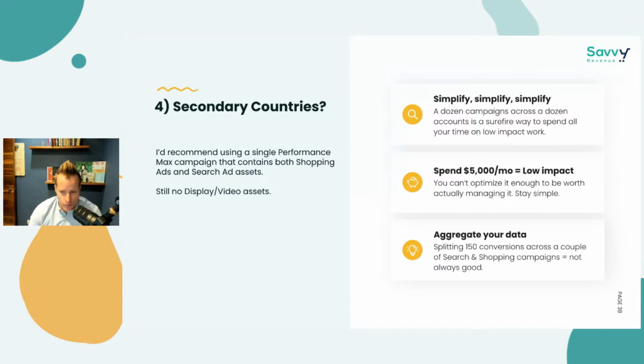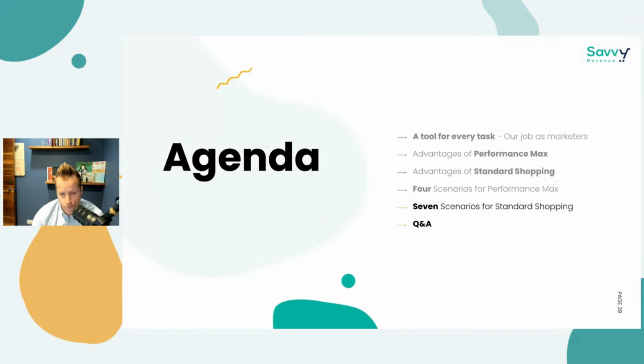So stay simple. The last advantage of doing this is just to aggregate the data. Splitting 150 conversions a month across a couple of search and shopping campaigns, again, you're not getting a lot of data. So that's where we use the fact that PMax aggregates this data to our advantage. Again, we go back to this: let's look at the features, let's look at the options that we have, let's look at what PMax provides that's really good and use that. And that's what we're doing here.